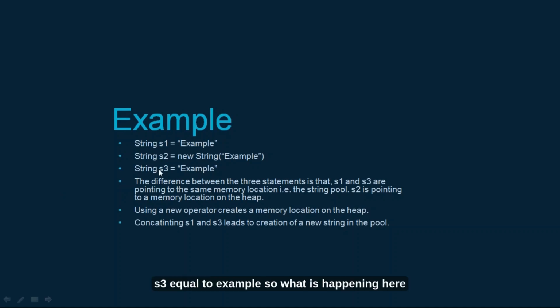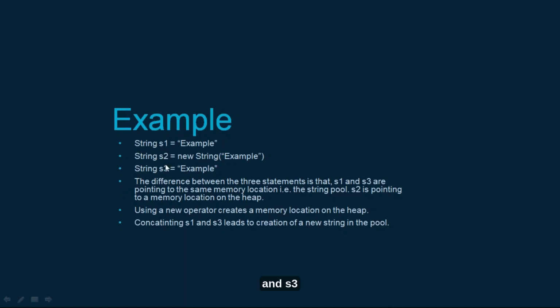Here, String s3 = "example". So what is happening here? This is the third reference variable, and its value is also "example". You are not using new. So what is happening? The value is the same, it will check in the constant pool, and since the value is the same, s3 also points to the same value as s1. It won't create a new object.